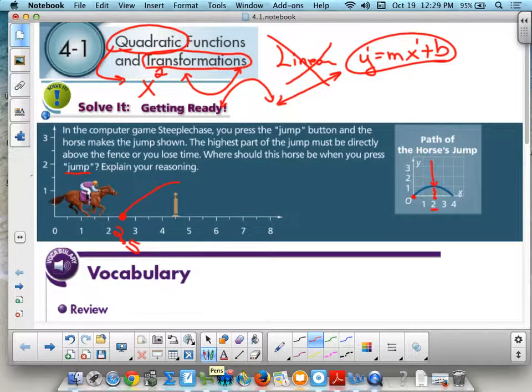And by the way, where do you think it's going to land? 6.5. How'd you know it was 6.5? The whole thing is 4 units, and the peak is positioned where? Right in the middle. Okay. Parabolas can be cut in half, and they are symmetrical. So if this is 2 units left, this is 2 units right. Because they're symmetrical, it's really nice when you get to graph them.